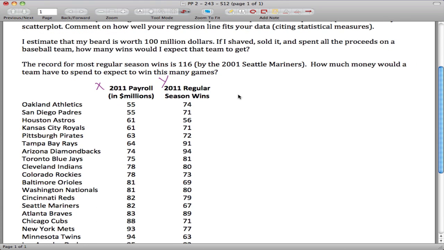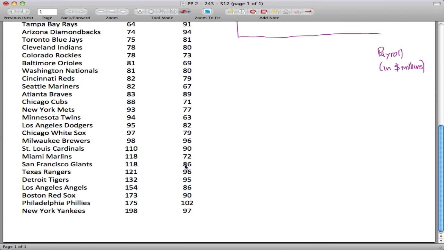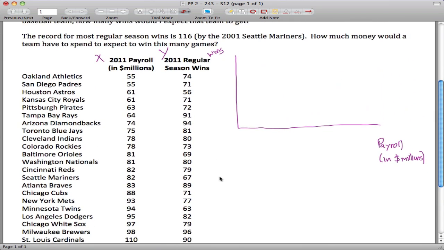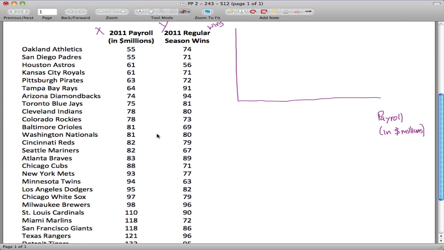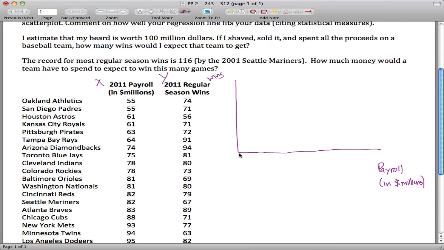So create a scatter plot. All right, I can do that. Always throw your explanatory variable over here. So we'll say payroll, and you put your response maybe in millions. And your response over here, these are how many wins you got. And let's see, wins, they go all the way up to 100. And payroll appears to go from 50 up to 200.